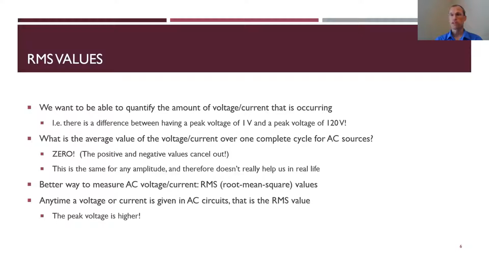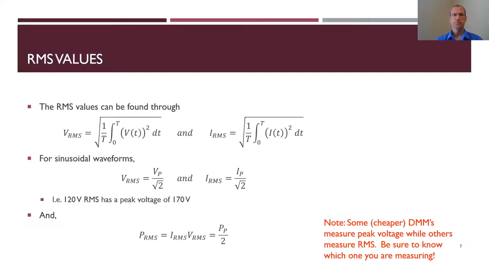That way, there's a big difference between 120 volts and 1 volt. So anytime you're given an AC current or voltage, that's generally going to be the RMS voltage unless someone tells you otherwise. So if you're just given 120 volts, you can assume that's RMS. Now, obviously, because this is the average, the peak value is actually going to be higher.